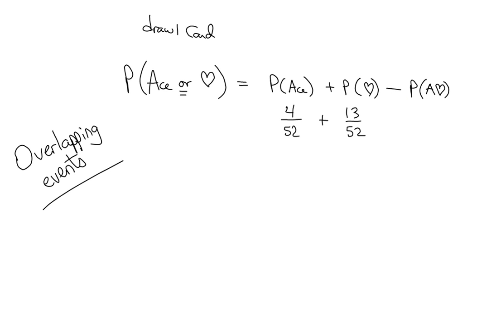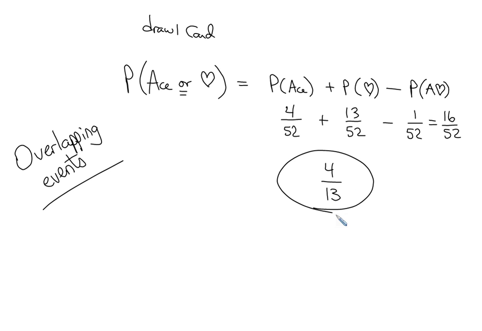We do want to count it once. We don't want to subtract both away. We just want to subtract the duplicate counting. How many ace of hearts are there in the deck? 1 out of 52. Now this gives us 17 minus 1 is 16 out of 52, which becomes 4 out of 13. So the probability of us getting either an ace or a heart is 4 out of 13, not 17 out of 52.